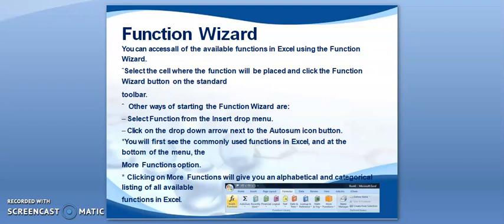Other ways of starting the function wizard are: select a function from the insert drop-down menu, or click on the drop-down arrow next to the AutoSum icon button. You will see the commonly used functions in Excel, and at the bottom of the menu, the More Functions option. Clicking on More Functions will give you an alphabetical and categorical list of all the available functions in Excel.